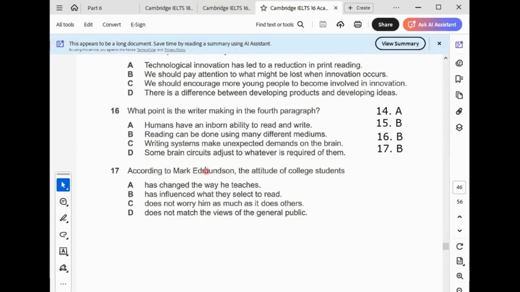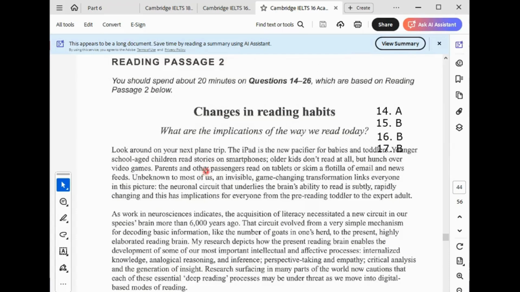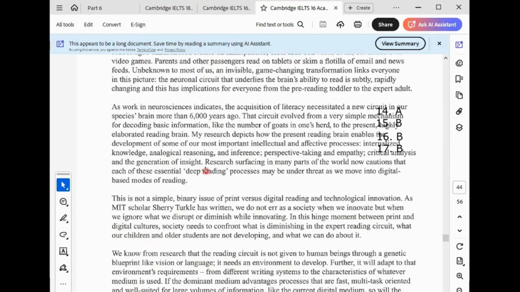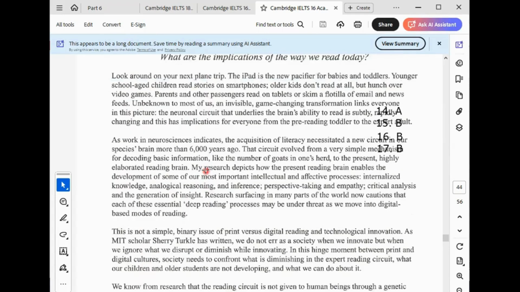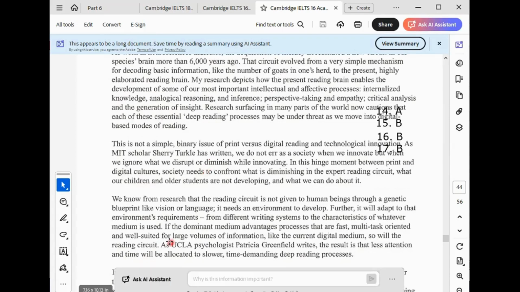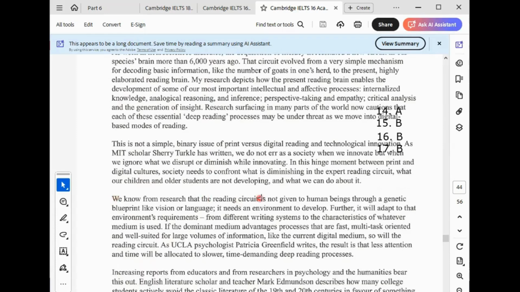So let's go and check the fourth paragraph closely now, and see whether the paragraph is pointing at that issue of some brain circuits adjusting. Now look at this. We know from research that the reading circuit is not given to human beings through a genetic blueprint like vision or language. It needs an environment to develop.